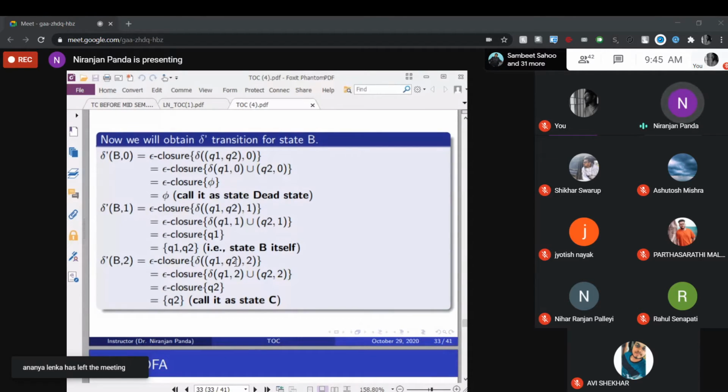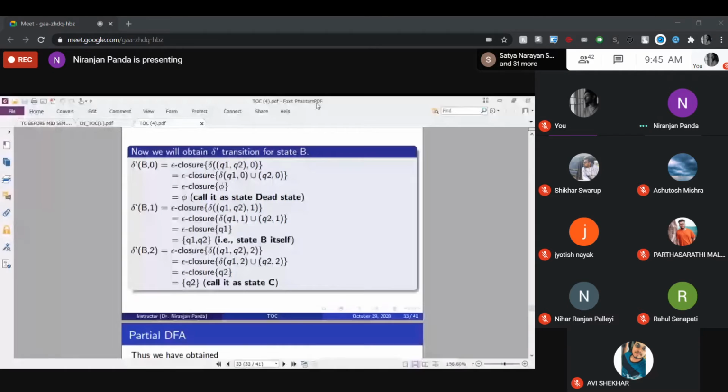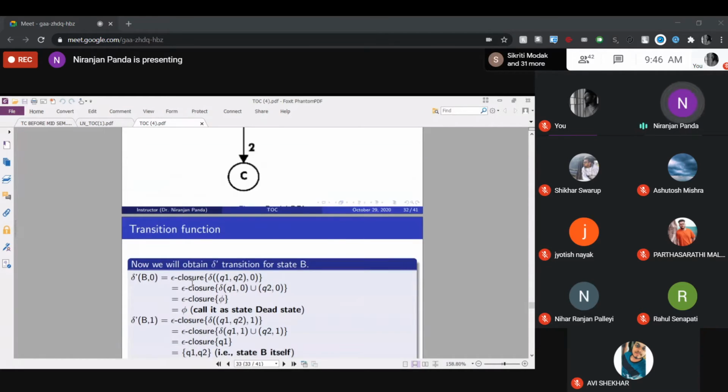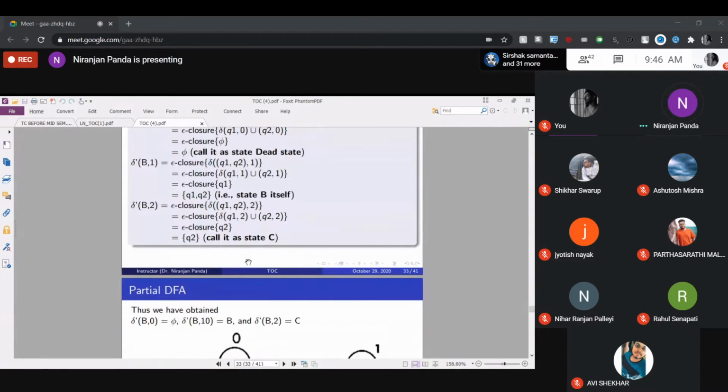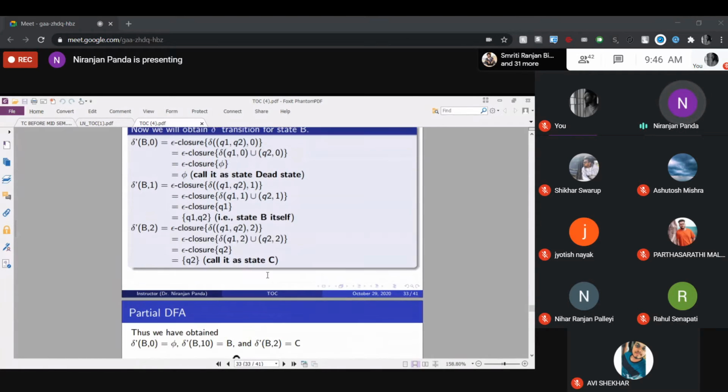Similarly, B with a 2, I am going for Q1, Q2 with 2. Q1 with a 2 is phi, Q2 with a 2 is Q2, and the epsilon closure of Q2 is Q2 itself. The state is previously there with me. I have given the name of Q2 as C, and that's why it is the state C.